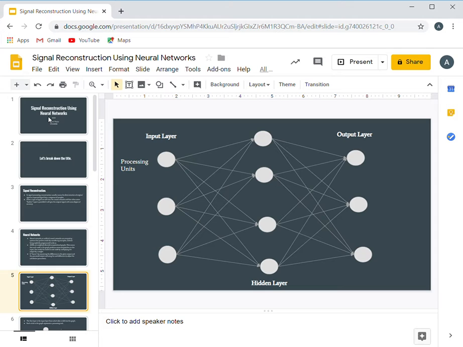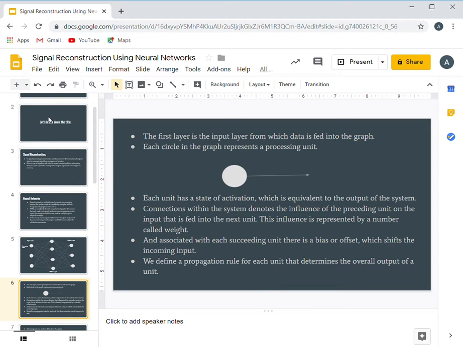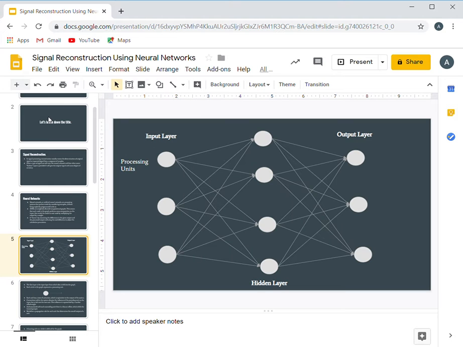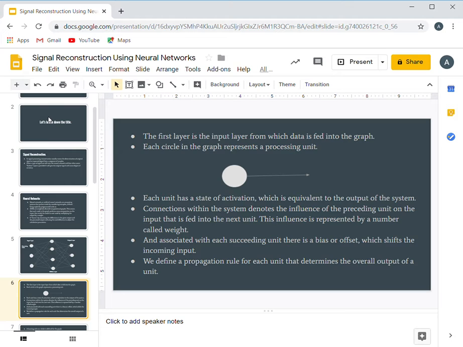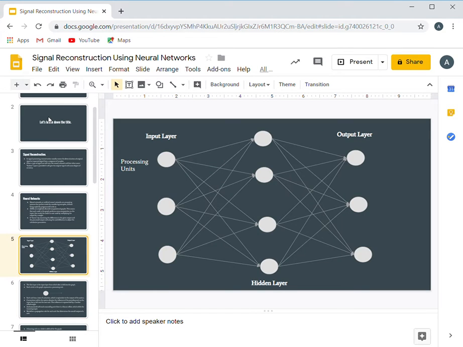So how do neural networks perform their calculations? Each circle in the graph represents a processing unit. What does this mean? These units receive data and they perform calculations. Every unit has a state of activation. What does this mean? For certain values of the data that is fed into the units, it will perform some calculations. For some, it won't. This is analogous to the firing of neurons in our body.